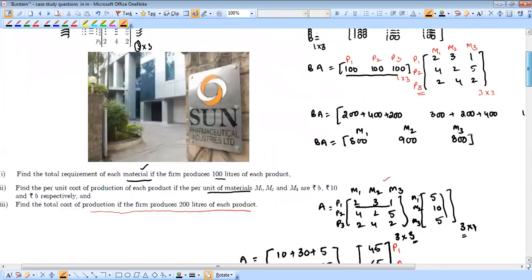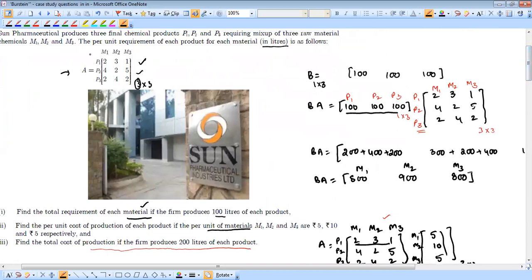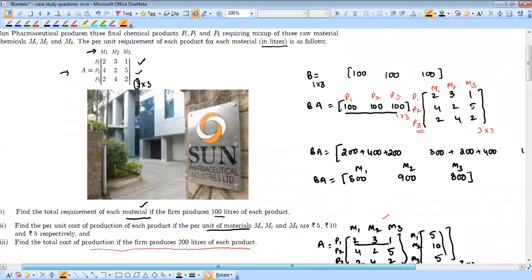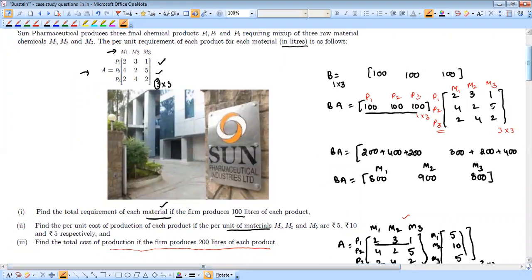So I hope you understood the question. See children, whatever is given at the top, M1, M2, M3, P1, P2, P3, you should be very clear what they're asking, material or product, and how to multiply the matrix, the order of the matrix. If you know the order of the matrix, this question is very, very easy. So again, I'm coming back: basic concepts should be very, very strong and very clear.